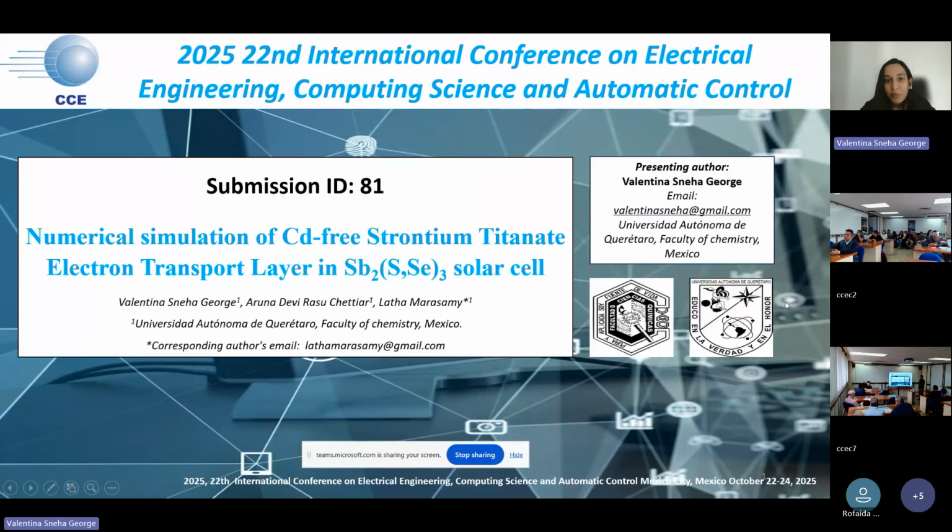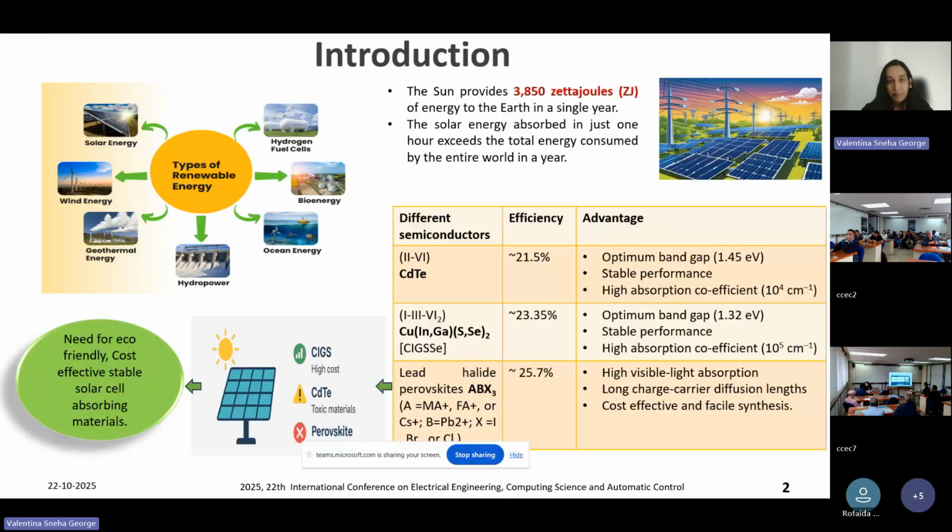Yes. Good afternoon, everyone. I'm glad to present my work entitled Numerical Simulation of Cadmium-Free Strontium Titanate Electron Transport Layer in Antimony Selenium Sulfide Solar Cells. Let's move on to the background of the study. The Sun delivers nearly 3,850 petajoules of energy to Earth each year, which is more energy in 1 hour than the world consumes in a year.